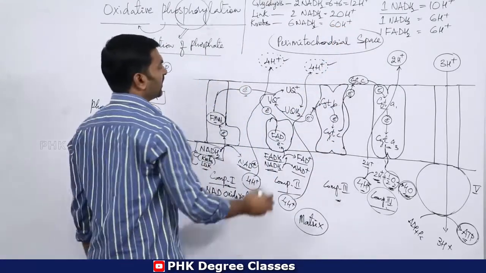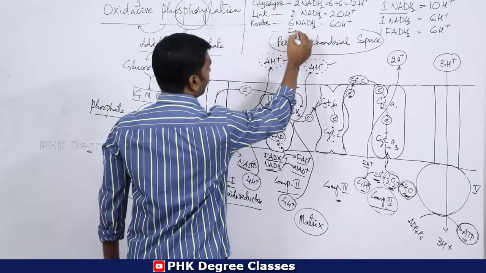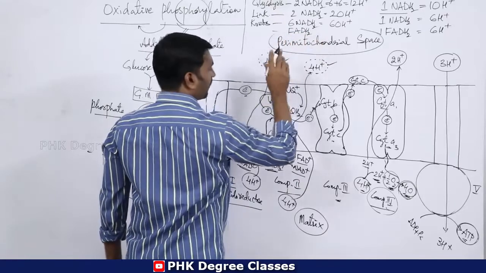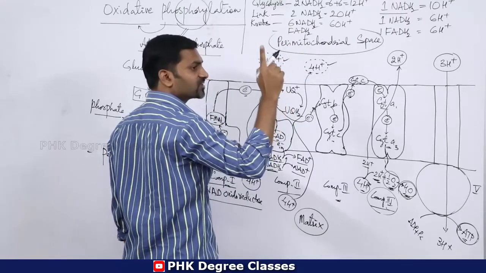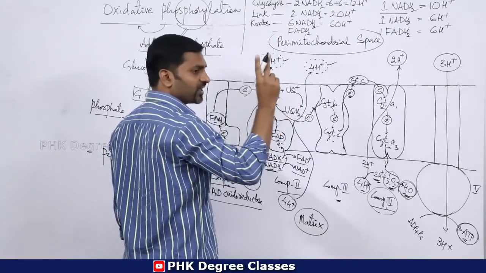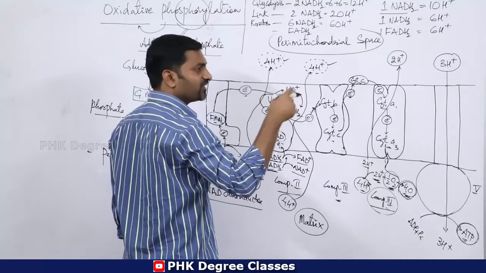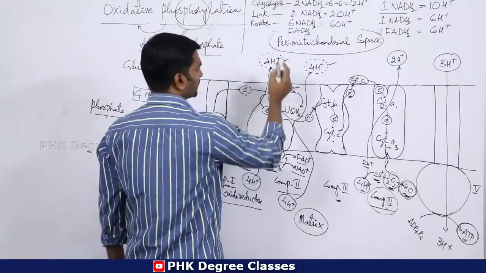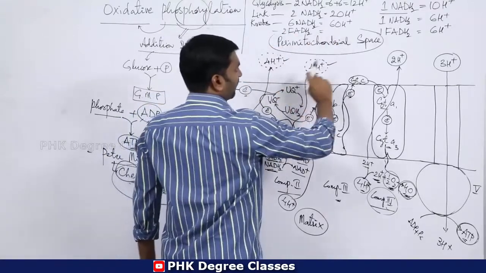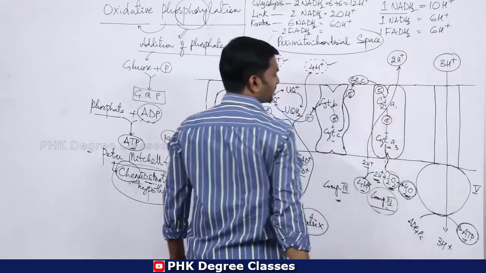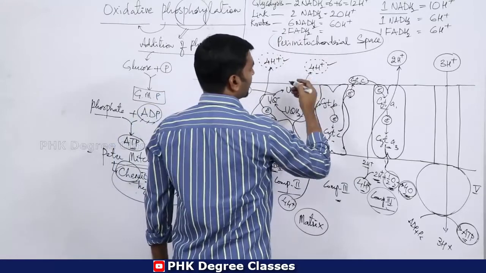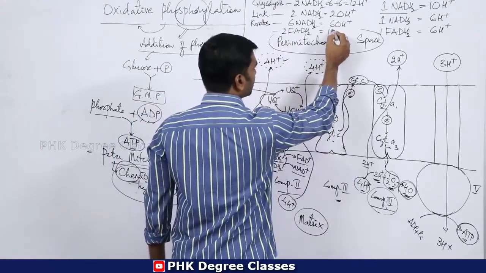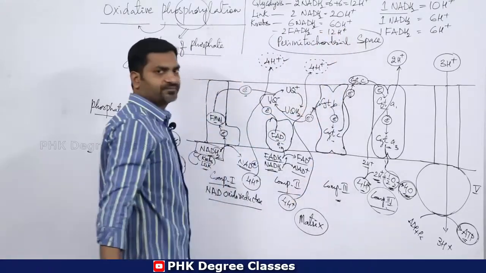Then in the Krebs cycle, 1 acetyl CoA is equal to 1 FADH2. 2 acetyl CoAs enter the Krebs cycle, so there will be formation of 2 FADH2, right? Now 1 FADH2 is equal to 6 protons, but here 2 FADH2s are formed in the Krebs cycle. The total number of protons will be 12 protons.